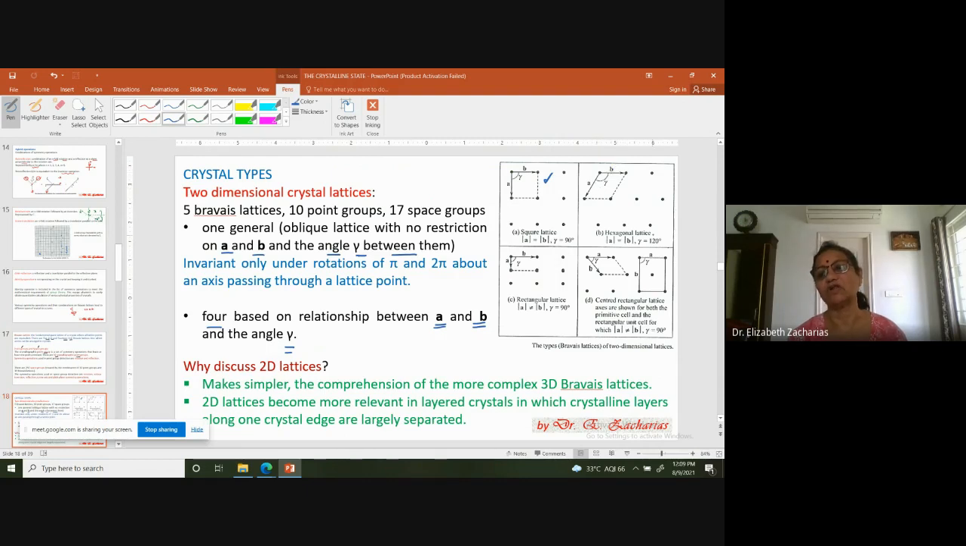This is hexagonal. A equal to B and gamma equal to 120. That is actually hexagonal. The next is rectangular. Rectangular, A not equal to B, but gamma equal to 90. Then the next one is centered rectangular lattice.